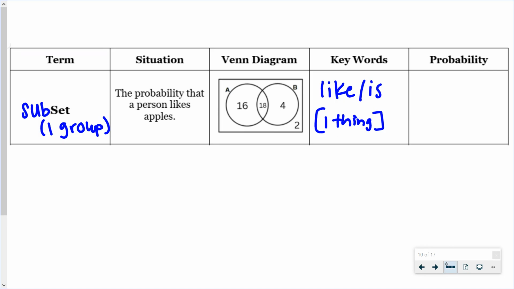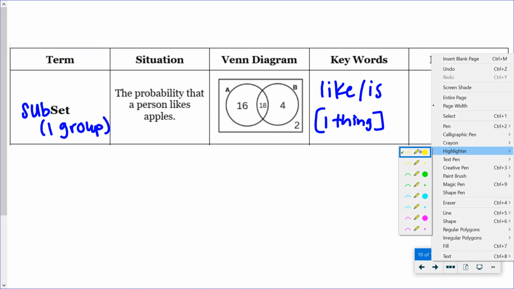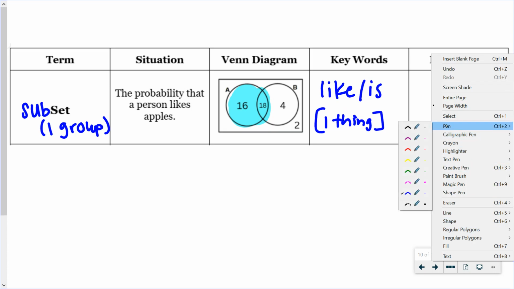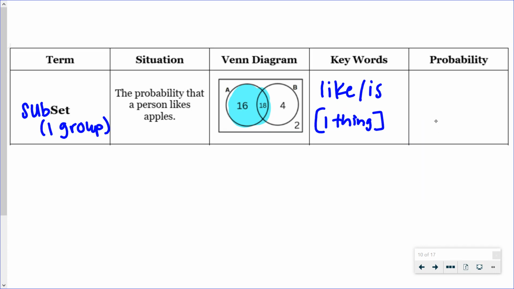And if I were to shade in on my Venn diagram, what is this talking about? Well, it's talking about all the people that liked apples. So it's everybody in this section. I encourage you to highlight or shade in everything in that section to make it match with mine, okay? All those people like apples. They might just like apples, or they like apples and bananas, but they for sure like apples.